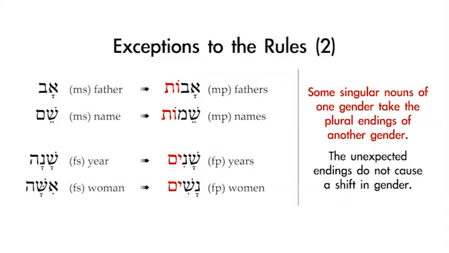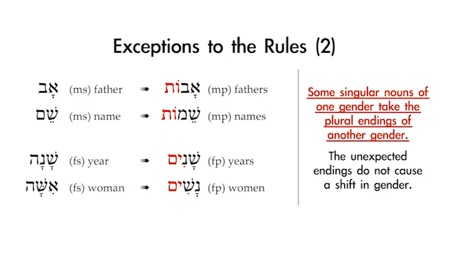Look at our second exception to the set of rules that we have here. Some singular nouns of one gender take the plural endings of another gender. But these unexpected endings do not cause a shift in gender. Now, what this means is that a masculine singular noun will take a feminine plural ending. But it's still a masculine plural noun. It just has feminine plural endings. Let's look at our first example together.